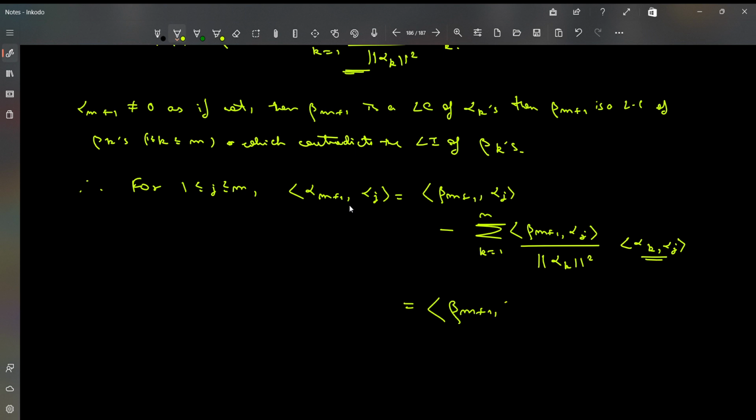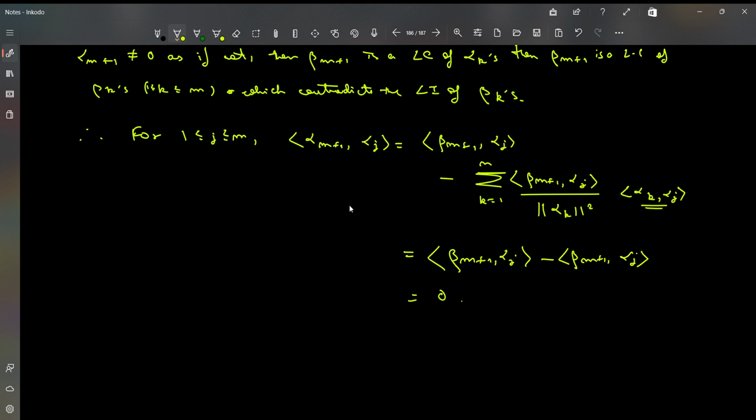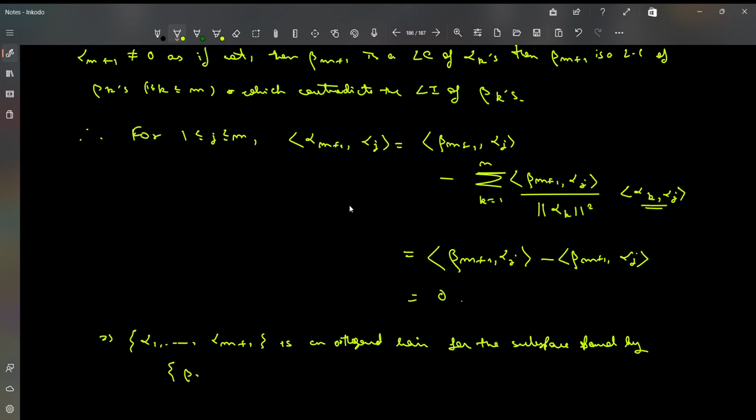So this is equal to the inner product of beta m plus 1 with alpha j minus the inner product of beta m plus 1 with alpha j, and hence it's 0. Therefore the inner product of alpha m plus 1 with alpha j is 0 for all indices j from 1 to m, and that implies that the collection alpha 1 till alpha m plus 1 is an orthogonal basis for the subspace spanned by beta 1 to beta m plus 1.